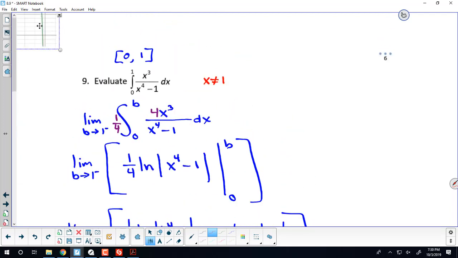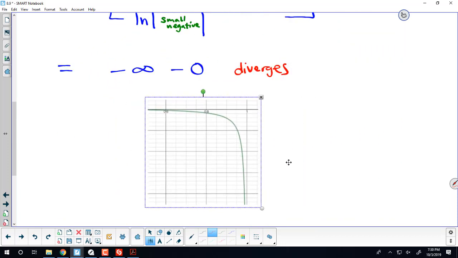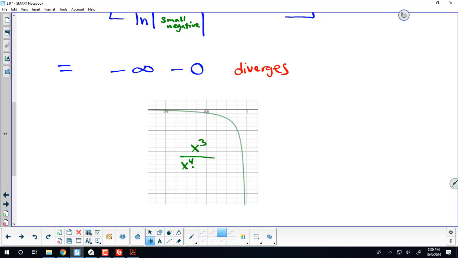Anyhow, that's the function. We know that's an infinite area below the x-axis. So that area is infinite.